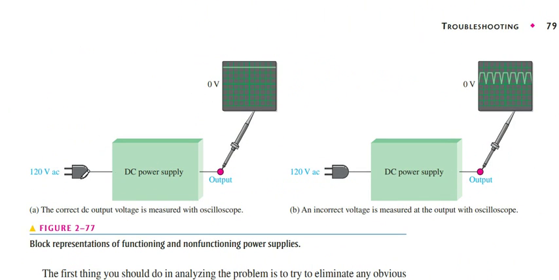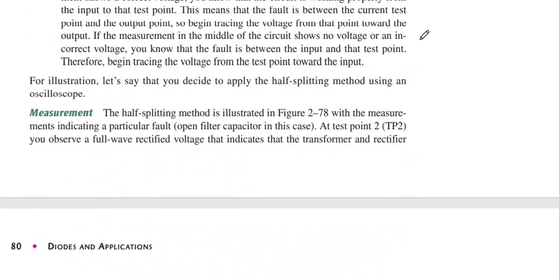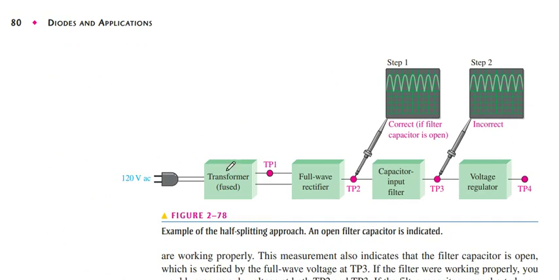There it shows that when we connect the oscilloscope to the power supply, it gives the result like that. If it gives ripple, this is not a correct DC power supply. There we get the oscilloscope result step by step.